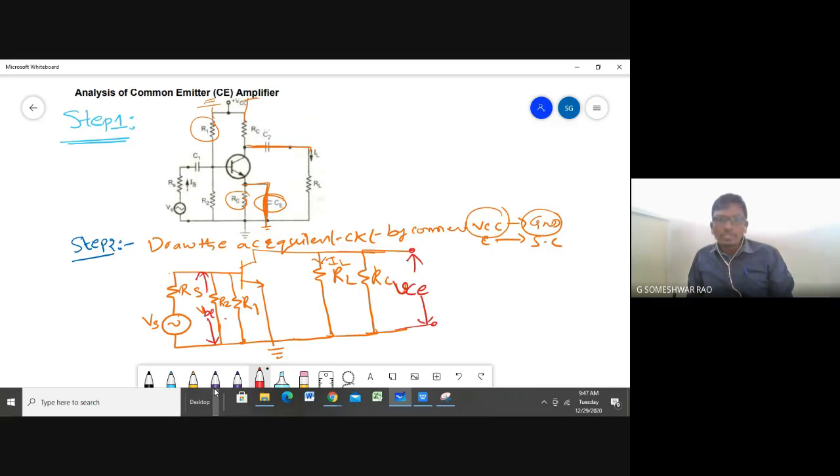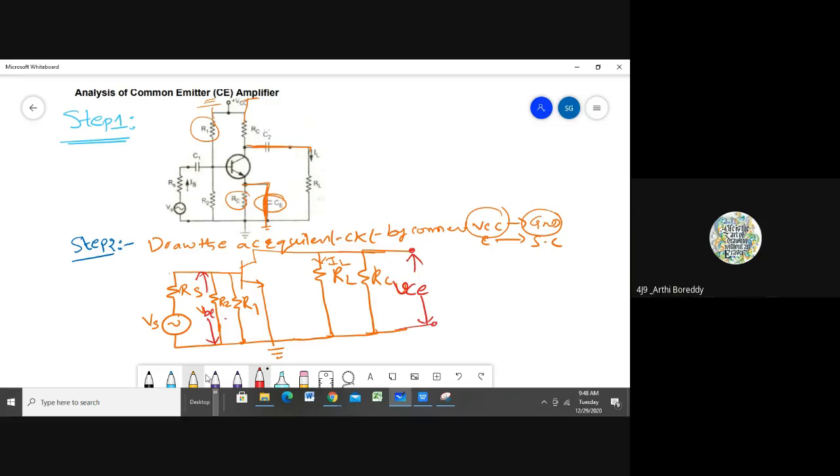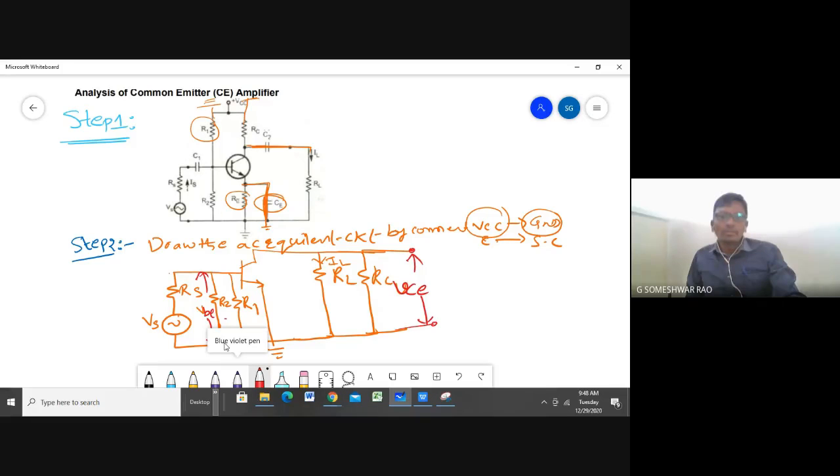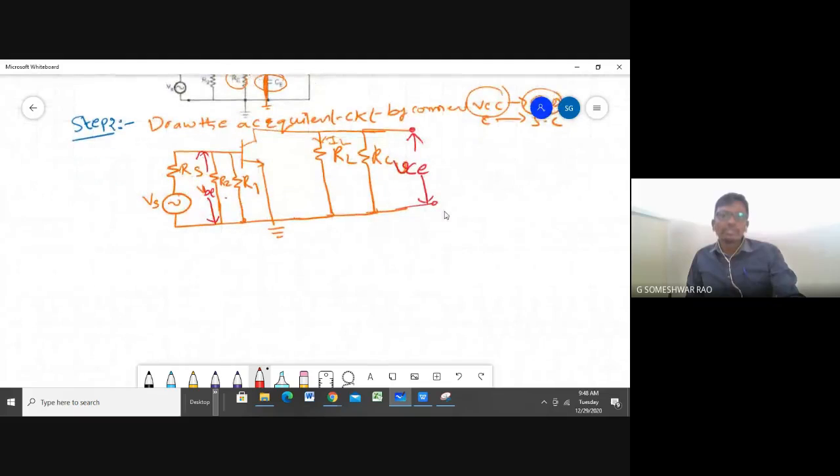Are you able to follow, sir? Yes or no? So I hope till this we have completed. Am I correct, sir? Yes, sir. Good. Now we are going to draw the, a transistor should be replaced by a third step.